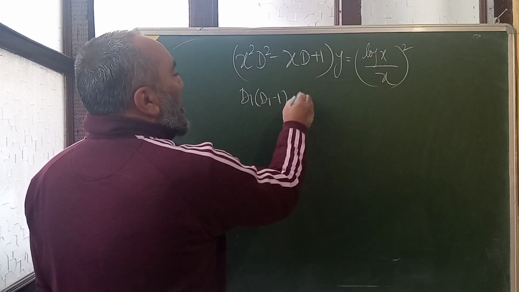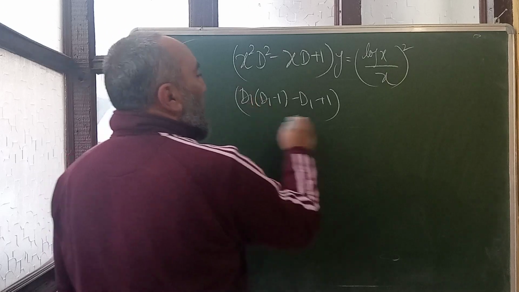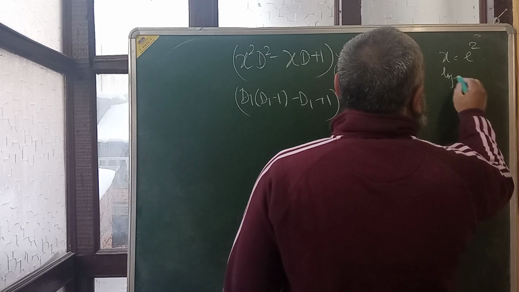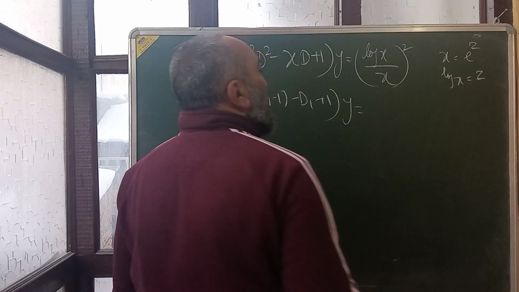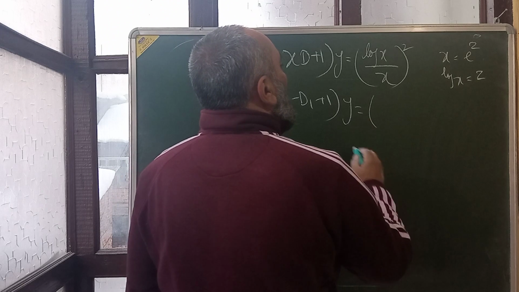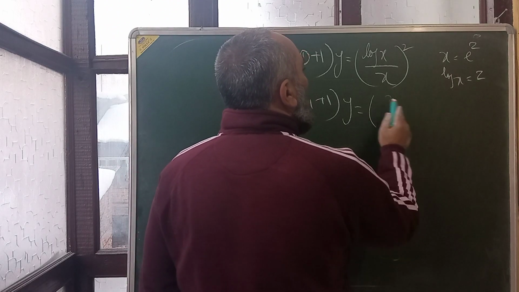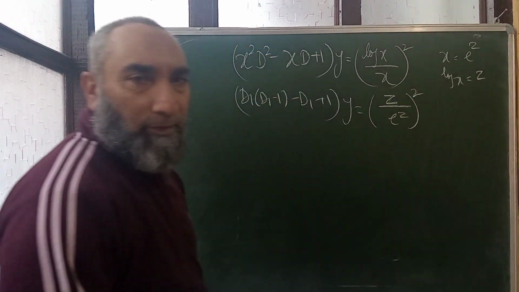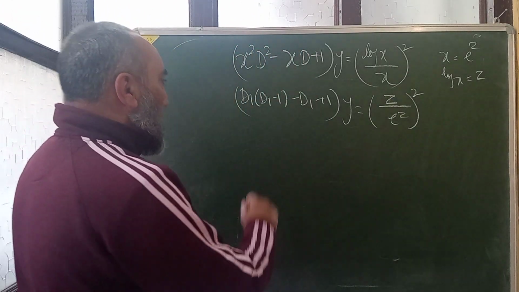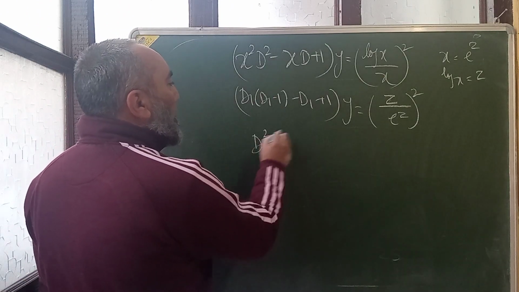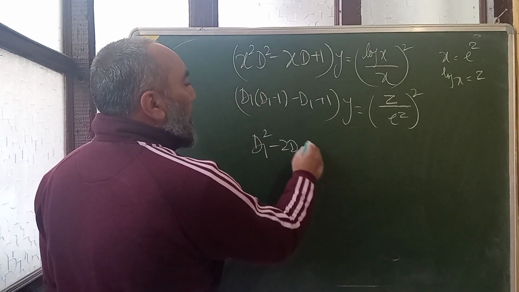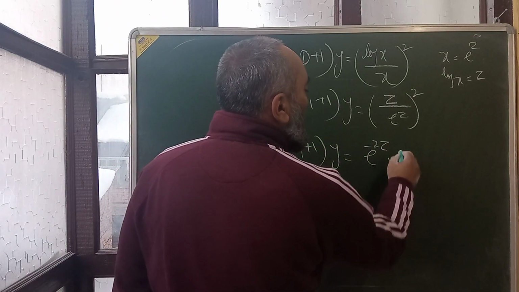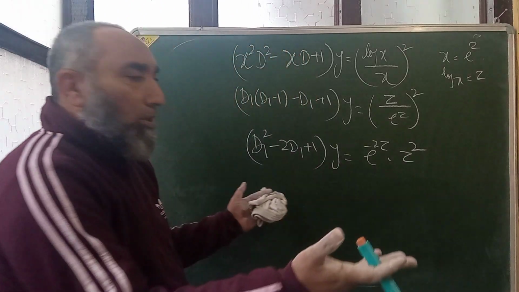(D₁ − 1)D₁ − D₁ + 1 operating on y equals... you see, your x is e^z, so log x is z. So this is z / (e^z)². Fine? Okay. So you have (D₁² − 2D₁ + 1) y = e^(−2z) z². This is quite easy now.